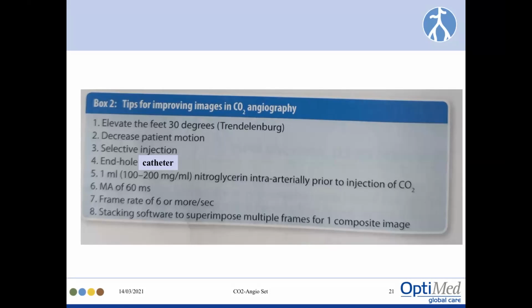I don't know how it is in Bangladesh. For us, our technicians are pretty smart, sometimes too smart, but generally they are quite smart, and in a couple of sessions, they quite master this whole technique of showing us the images on carbon dioxide angiography.